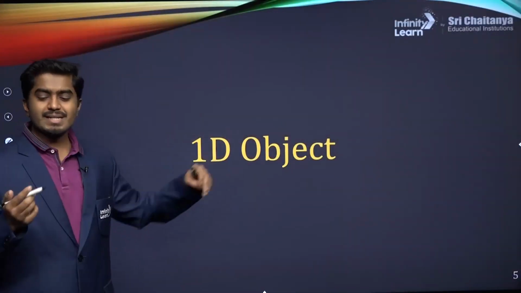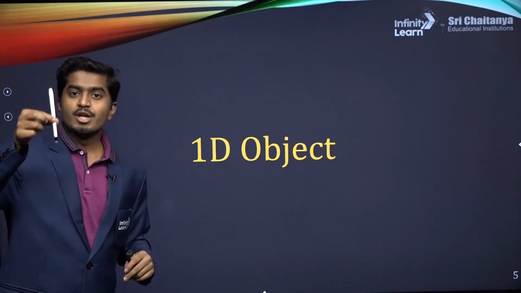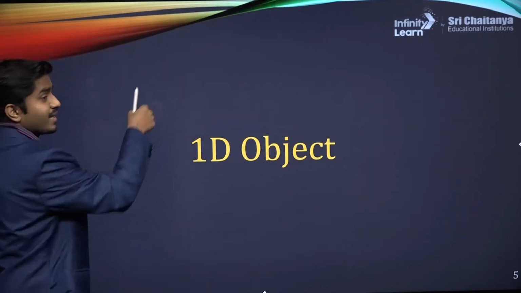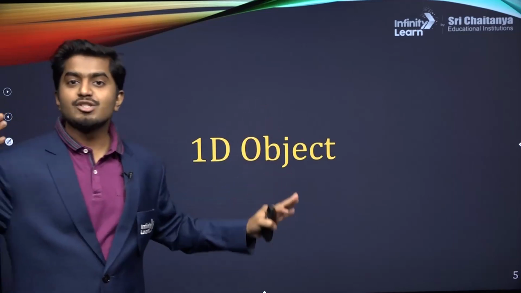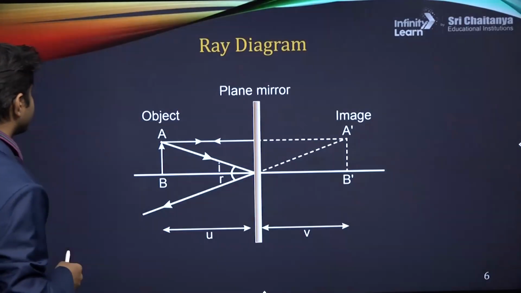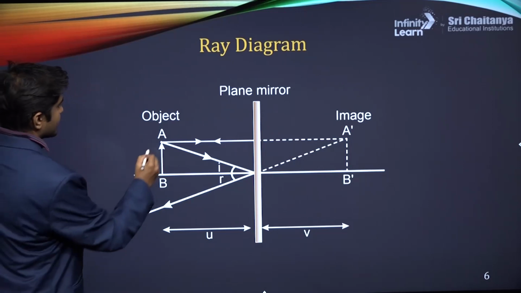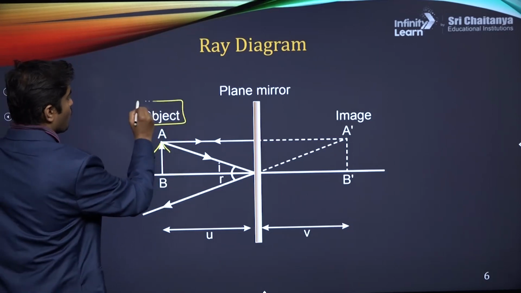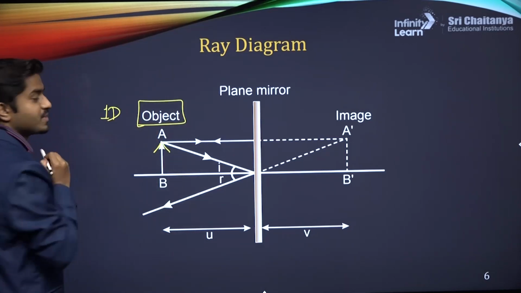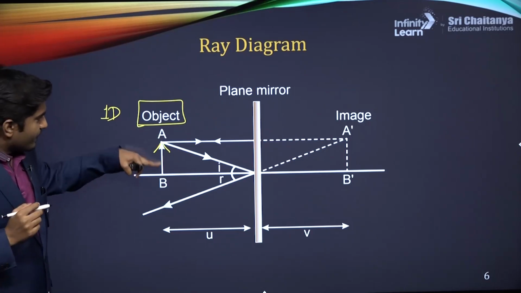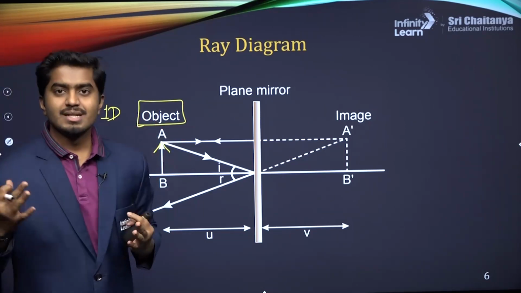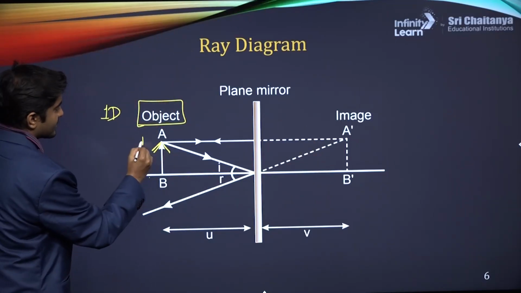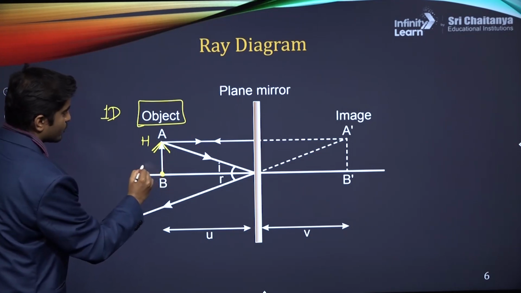So a 1D object is like, for example, this pen. You can consider it to be a one-dimensional object. So if you place this 1D object in front of the mirror, how the image is going to form, that we are going to learn now. For example, you can see here, this AB is our one-dimensional object. When you have a one-dimensional object, there is a tail and a head. So this A you can consider to be the head, and this point the tail.